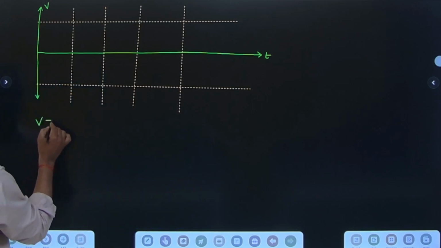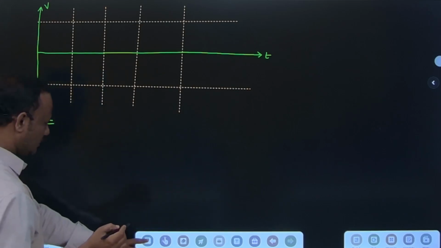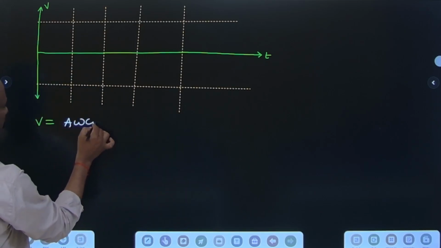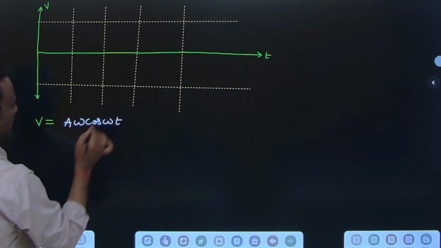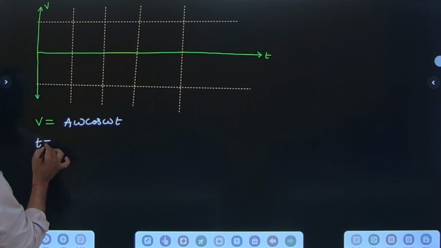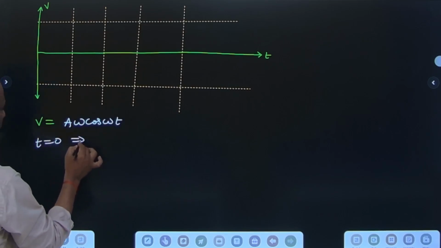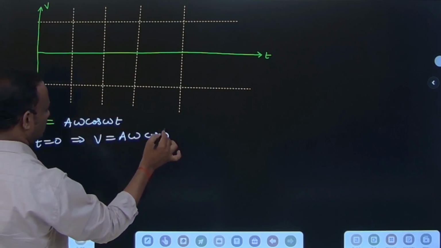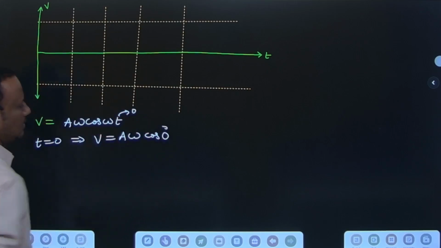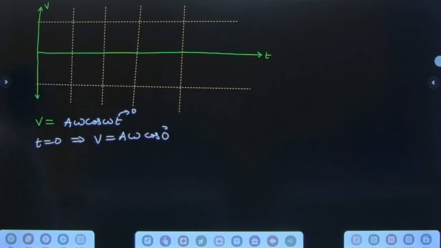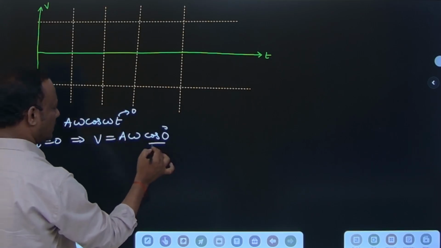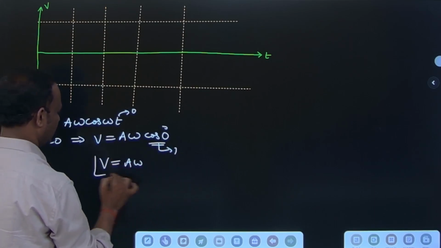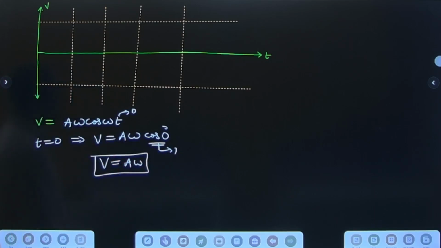What is the condition? What is the velocity? V is equal to A omega cos omega t. At t equal to 0, V is equal to what? A omega cos 0. Is it 0 only? 0 into something is 0, right? Then cos 0, correct? What is the value of cos 0? 1. So what is the answer? It's A omega.